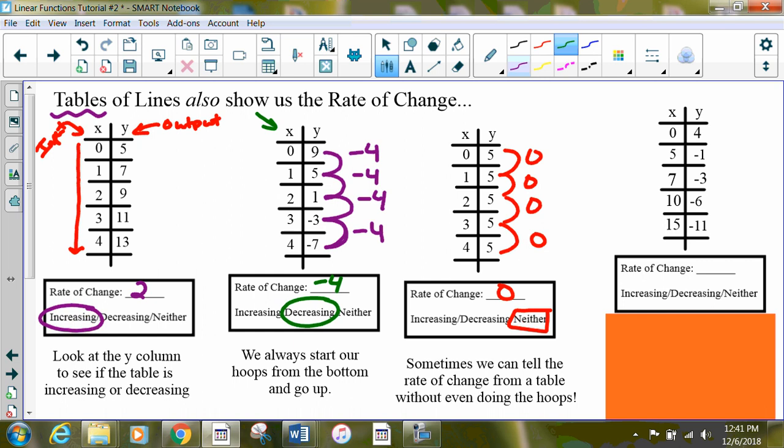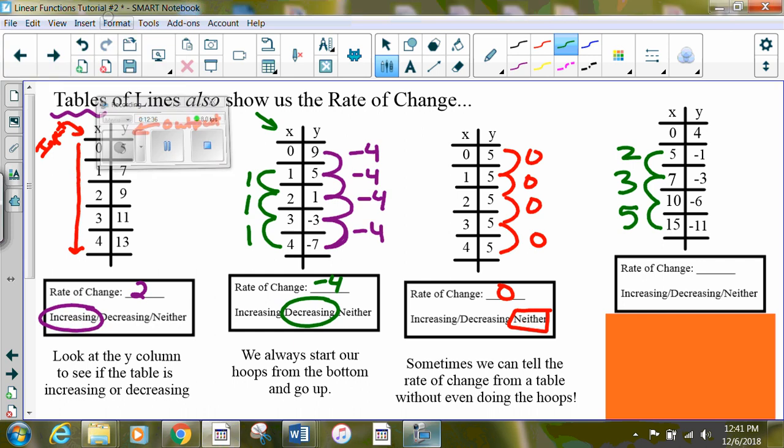The reason why we didn't look at the X side of the table is that if we did the hoops, we'd say 4 minus 3 is 1, 3 minus 2 is 1, 2 minus 1 is 1. There was no change in the X side. But there's change here, so we have to do the hoops on the left side. So 15 minus 10, 5, 10 minus 7, 3, 7 minus 5, 2, just making sure we're still going. 5 minus 0, 5.